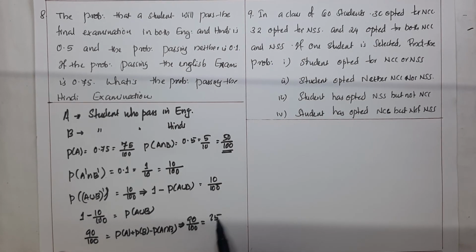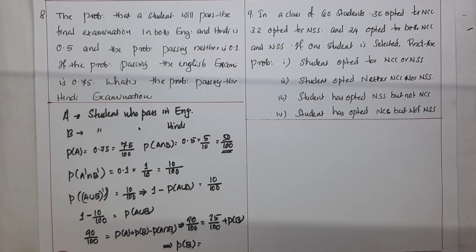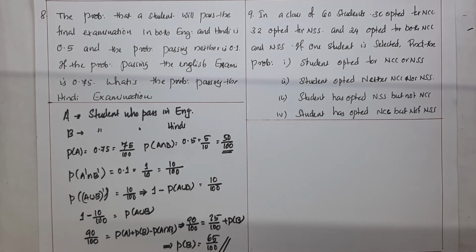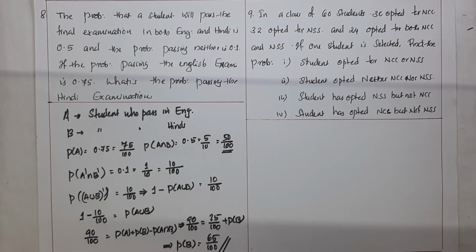That is 25 divided by 100 plus P of B. That implies, what is P of B? It is equal to 90 minus 25, which gives 65. That is 65 divided by 100. Therefore, the required probability is 0.65, that is the probability of passing the Hindi examination. The answer is 0.65 or 65 divided by 100.